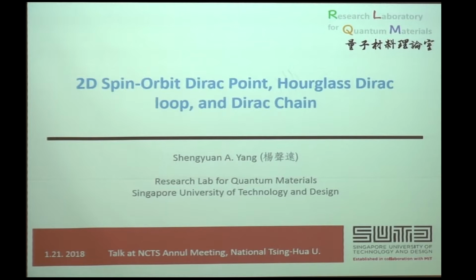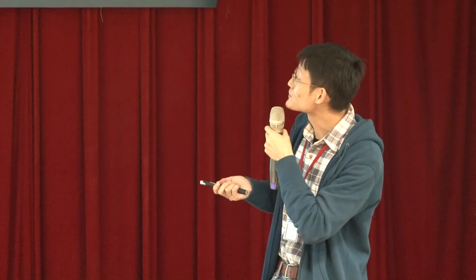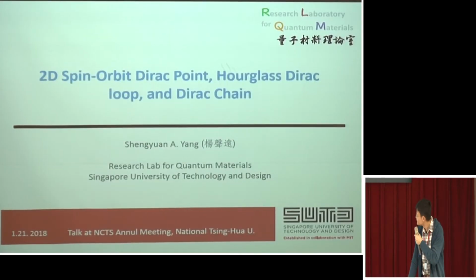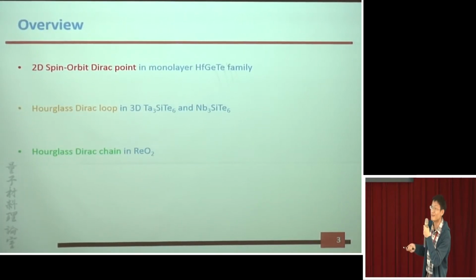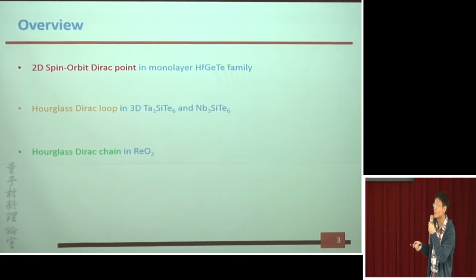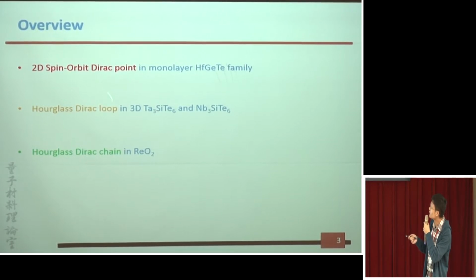First, thank the organizers for giving me this opportunity to present some of our recent works. The title is about three kinds of topological band crossings, basically topological metals or semi-metals. This overview corresponds to three parts. First is the 2D spin orbit Dirac point. Second is the Hourglass Dirac loop, and last is the Hourglass Dirac chain. And for each type, we identify concrete material candidates for its realization.